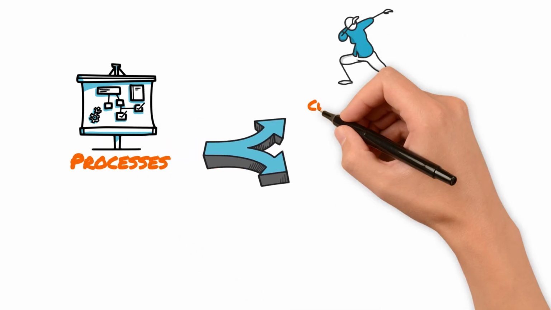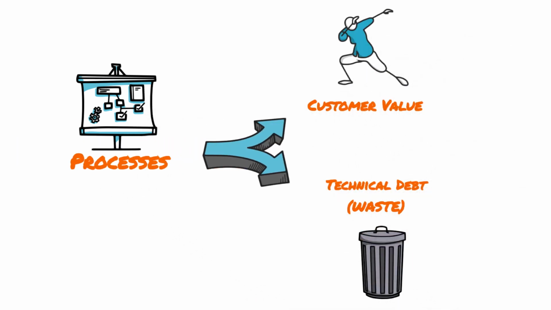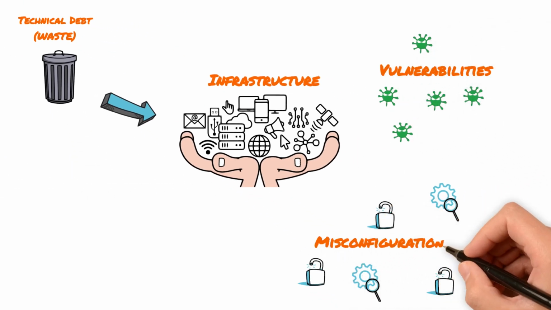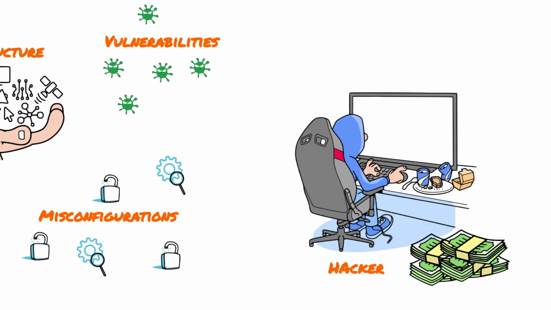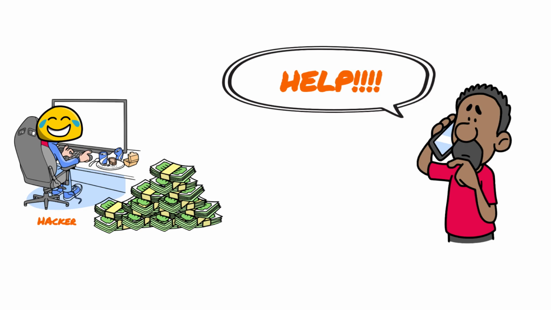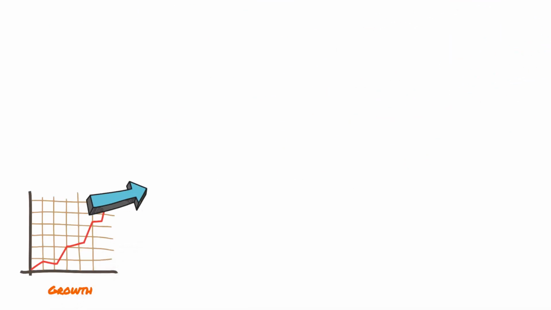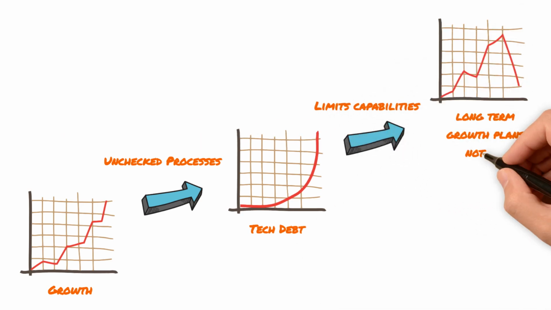Your existing processes will be introducing technical debt into your underlying infrastructure. These are things like vulnerabilities and misconfigurations that can be exploited by hackers. I'll go into how and why processes are doing this in another video. The importance of this is to highlight how organizational growth, combined with unchecked processes, can increase the rate at which technical debt flows into your infrastructure.